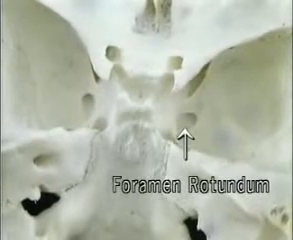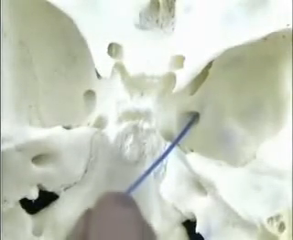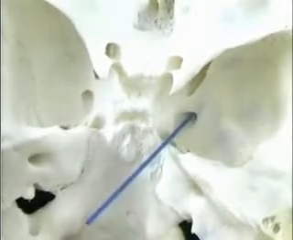Below and behind the medial end of the superior orbital fissure, this smaller round opening, the foramen rotundum, is for the maxillary branch of the trigeminal nerve. We'll put this pointer in the foramen rotundum and go round to the outside.